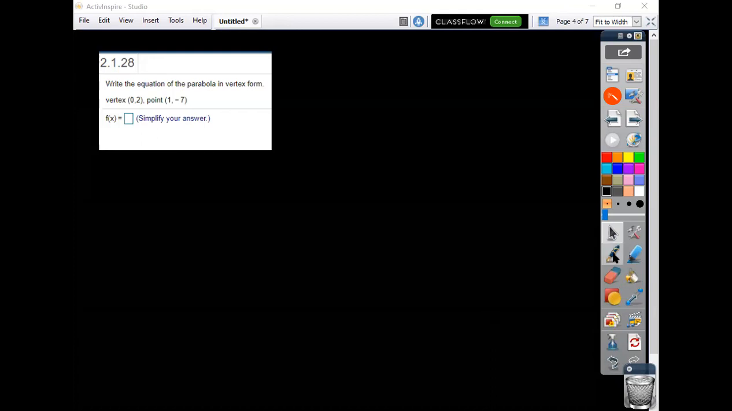2.1.28. So putting in a vertex form or graphing form of a quadratic, the vertex is (0, 2), so 0 left and right, 2 up for the vertex, and the stretch factor. So there's our form from just the vertex. Now we know one other point, and that other point is the point (1, -7).